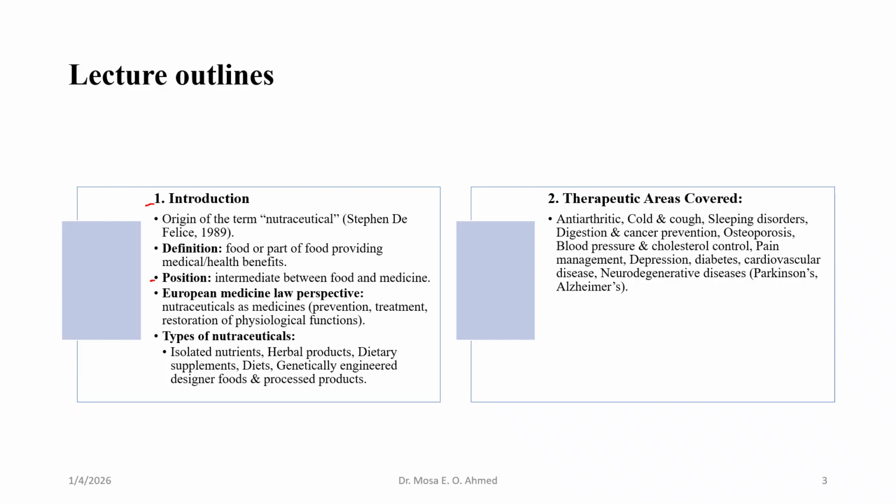The European medicine law perspective considered nutraceuticals as medicine because they have functions such as prevention, treatment, and restoration of physiological activities. And the types of nutraceuticals based on this definition are divided into isolated nutrient, herbal dietary supplement, diet, genetically engineered designer food, and processed product.